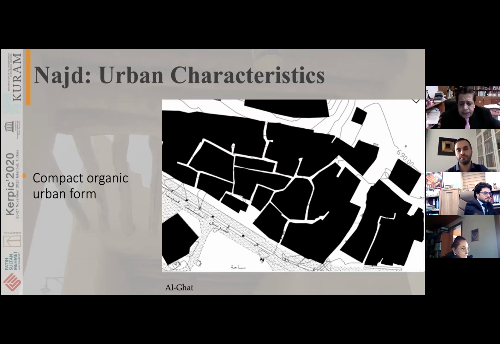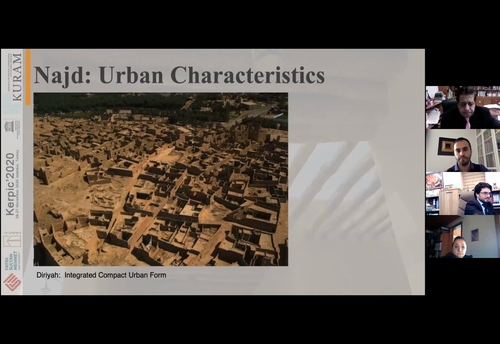We have here a little town called Al-Ghat. We see buildings attached to each other, with some narrow zigzagged alleys that penetrate the neighborhoods. In some cases, that integrated compact form integrates with the palm trees that form the oasis, and this has some impact on improving or humanizing the climate of the settlement.